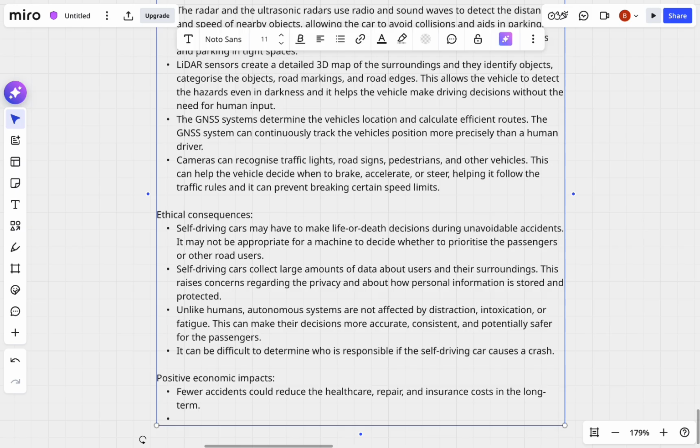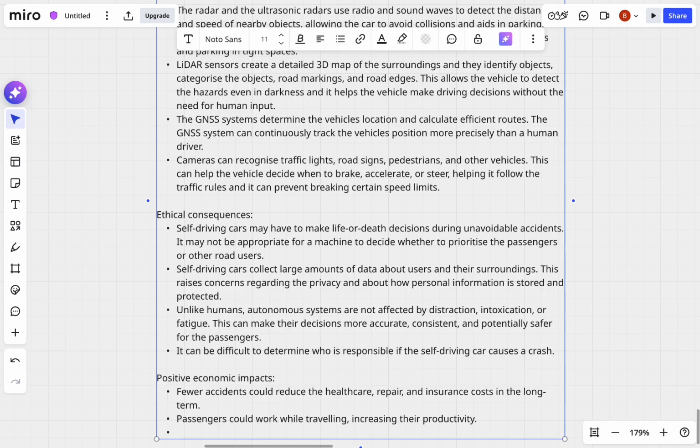The second one can be, passengers can actually work while they're traveling, because the car is driving for you. You're not driving the car, and you get that sense of safety as well, because the thing knows what to do. Not driving actually, but work while you're sitting in the car. Passengers could work while traveling, increasing their productivity. That's the second one.